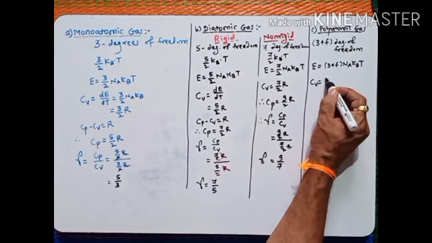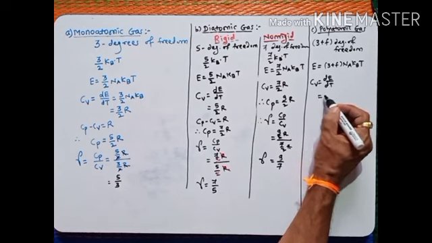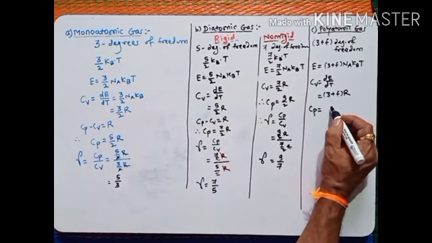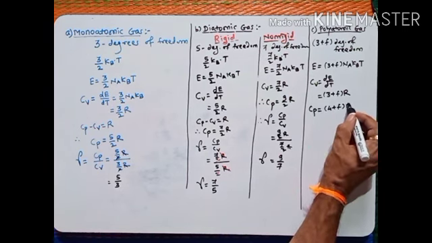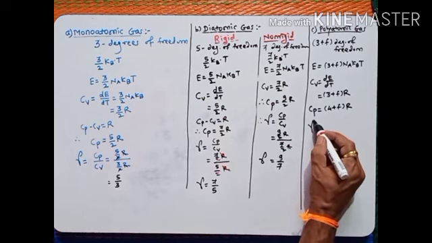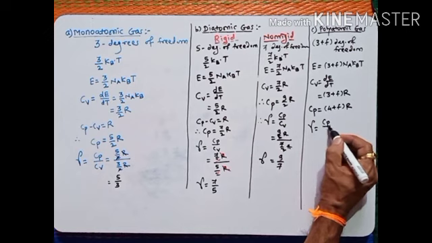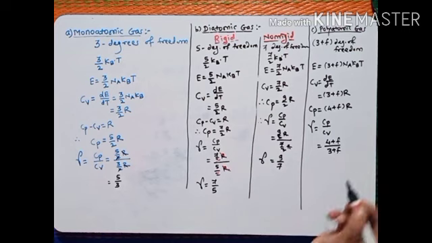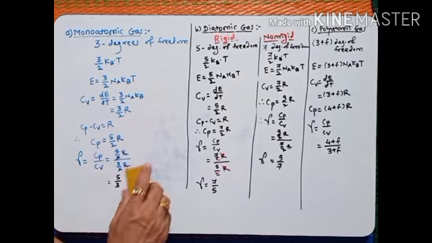And Cv is equal to dE by dT, which is equal to (3 plus F) into R, and therefore Cp is equal to (4 plus F) into R. If we obtain the adiabatic constant gamma, it is Cp upon Cv, which is equal to (4 plus F) upon (3 plus F). R gets cancelled. This is all about the energy and the adiabatic constant gamma for monoatomic gas, diatomic gas, and polyatomic gas.